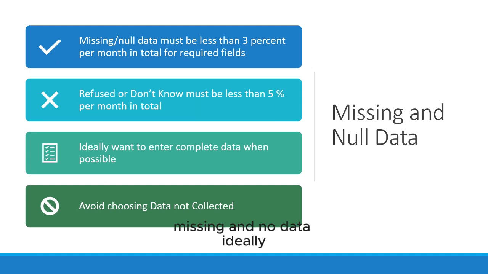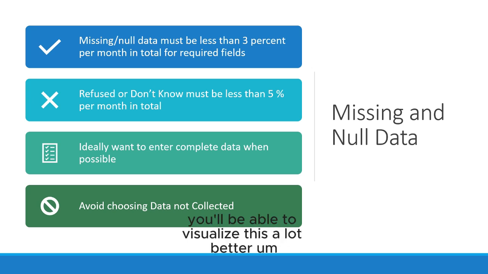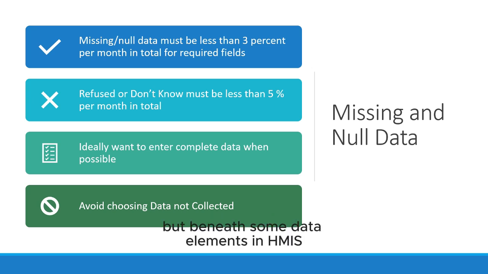Missing and null data. Ideally, we want to enter full data if the client feels comfortable answering data questions. When we start training on data entry and you're in the training site, you'll be able to visualize this a lot better. But beneath some data elements in HMIS, there is a drop-down that says full data, don't know, refused, or data not collected.